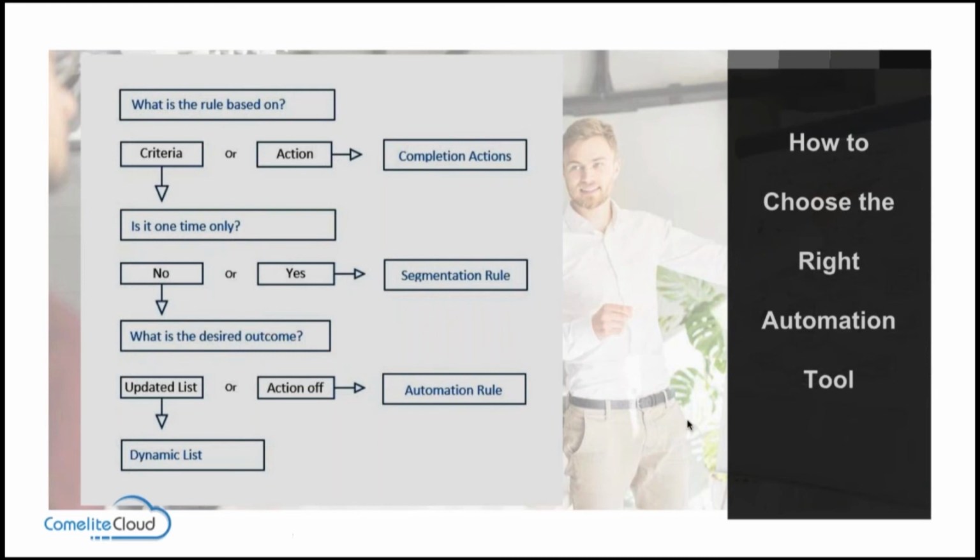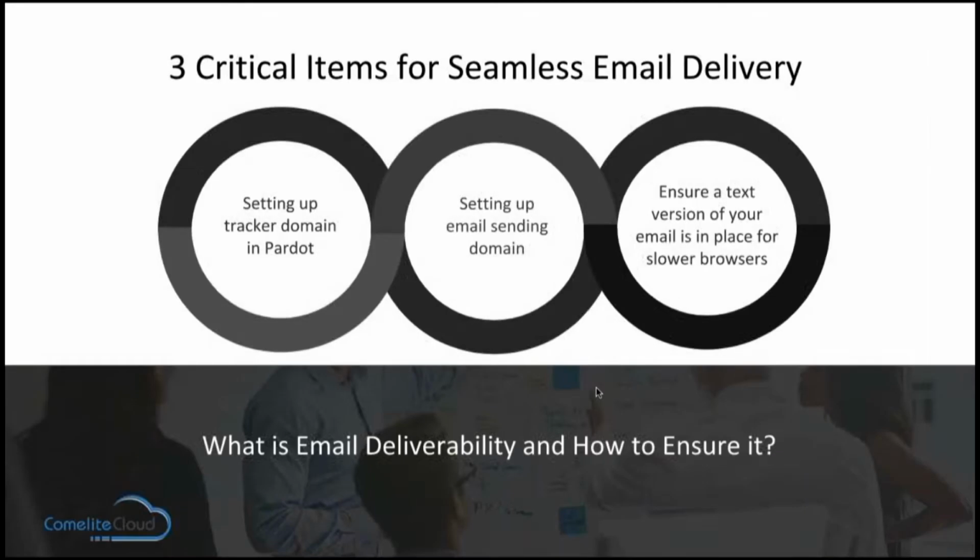Okay, so how do we choose which is the right automation tool to use? We need to ask ourselves a few questions and take the decision accordingly. We need to ask whether the rule is based on a criteria or an action. If it is based on an action, then we should go with the completion action. And if it is criteria based, we need to check whether it needs to run one time only. If so, then we will go with the segmentation rule.